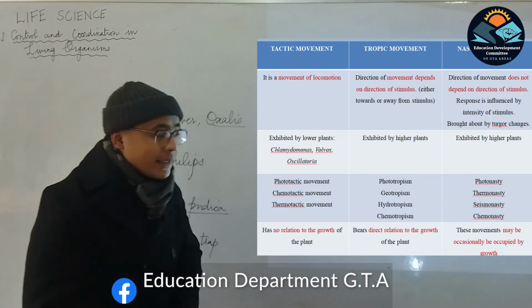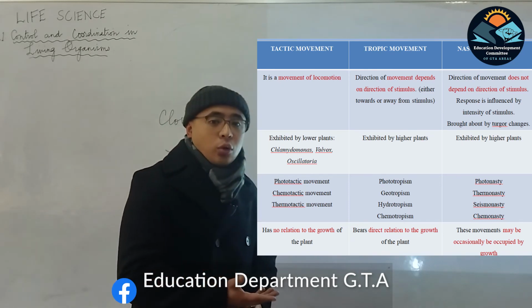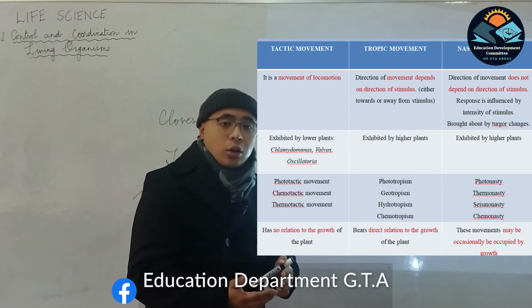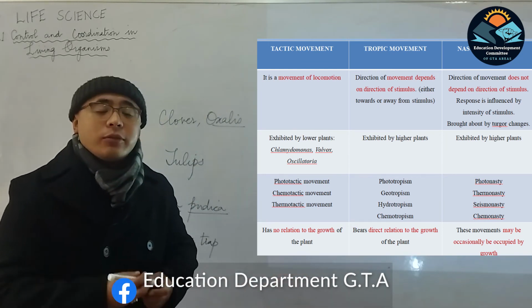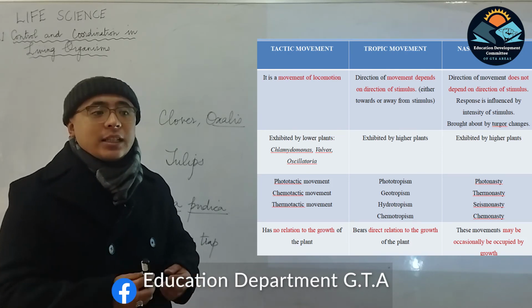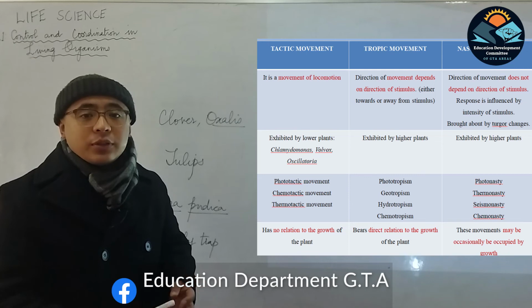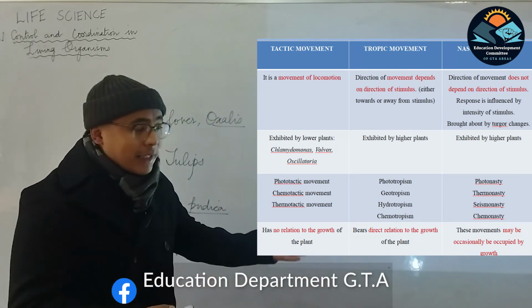The third type of Nastic movement is seismonasty. Here seismo implies a shock or touch, right? So seismonasty is a Nastic movement which is exhibited by plants in response to different types of stimuli like touch or shock.